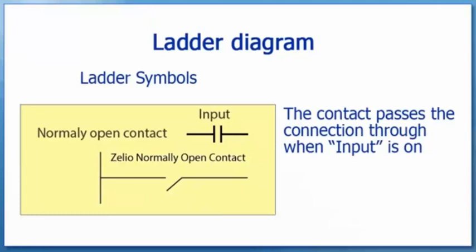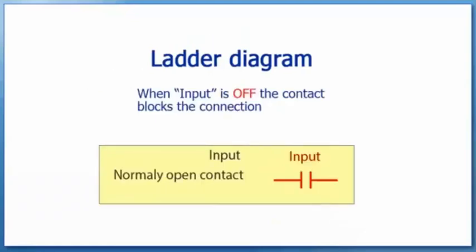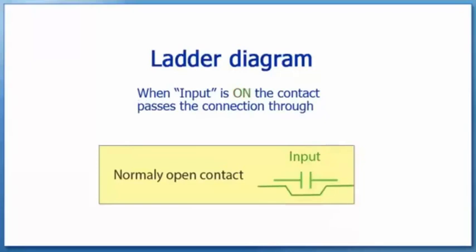This is the symbol for a normally open contact. When the input variable is on, then there is a connection through the contact to the next item on the rung. When the input is off, the label is shown in red. The contact is shown in red to show that there is no connection through the contact. When the input is on, the label is shown in green. The contact is shown in green to show that there is a connection through the contact.